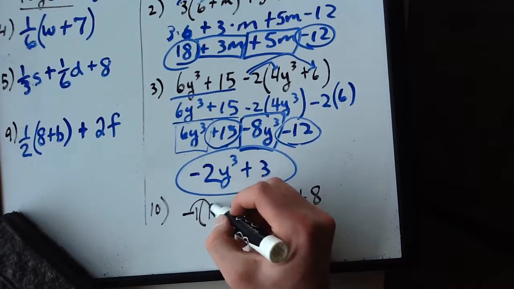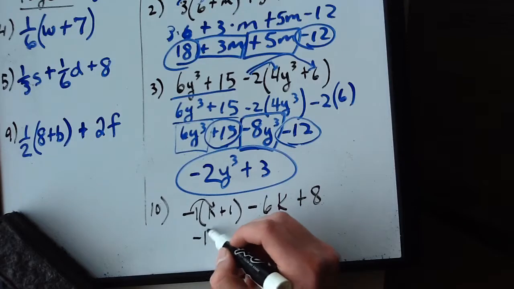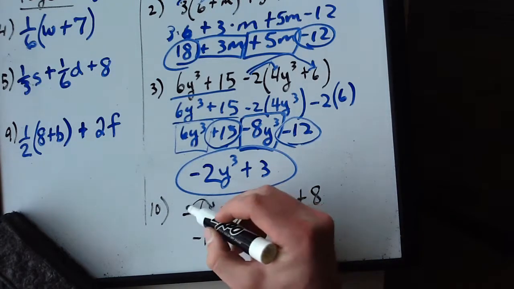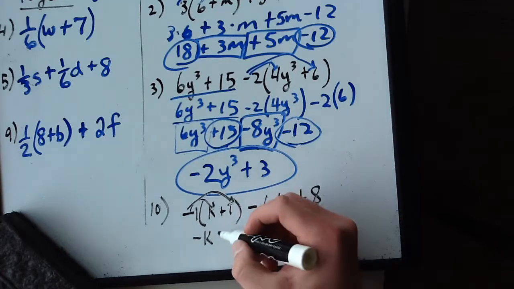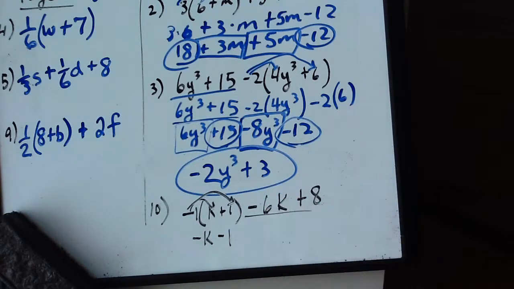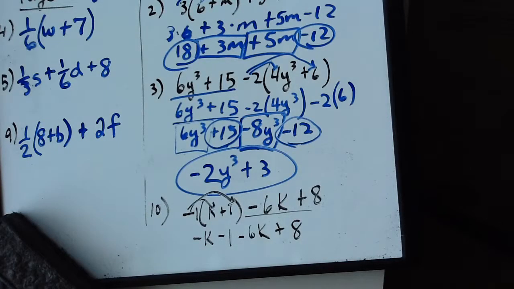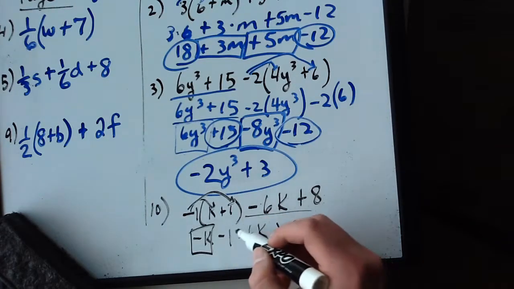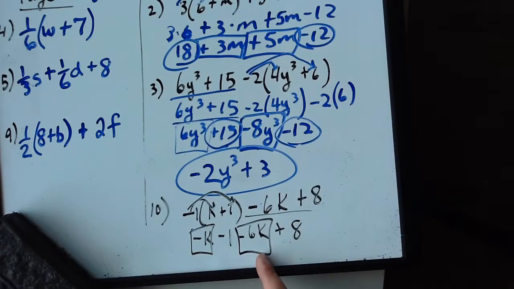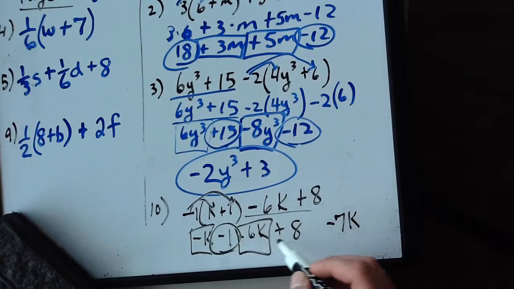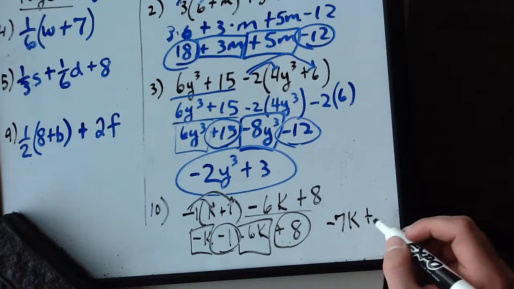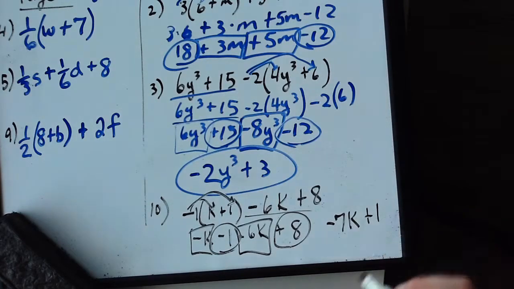So let's distribute. I have negative 1 times k, which will give me negative 1k, or just negative k. If I distribute the negative 1 to this one, negative 1 times 1 is negative 1. And then I have those terms, negative 6k plus 8, which I just bring down since they're outside the parentheses. So negative 6k plus 8. Now I can combine like terms. I have negative k and negative 6k. Negative 1 and negative 6 is negative 7k. And then I have my constants, negative 1 and 8. Negative 1 plus 8 is positive 1. So that's my simplified expression, negative 7k plus 1.